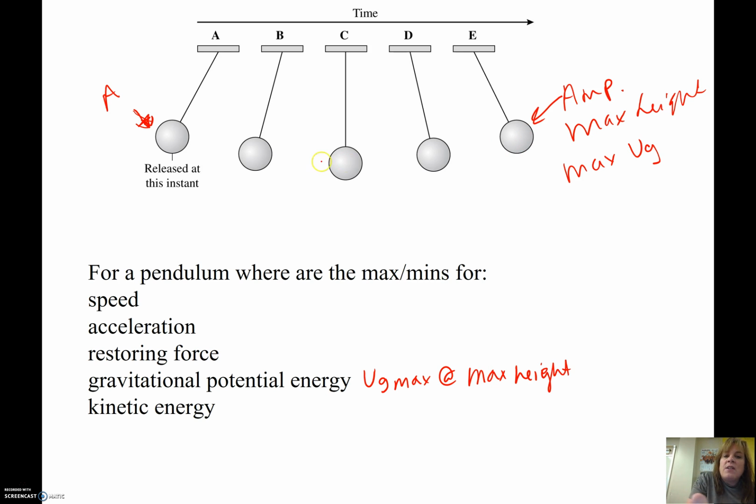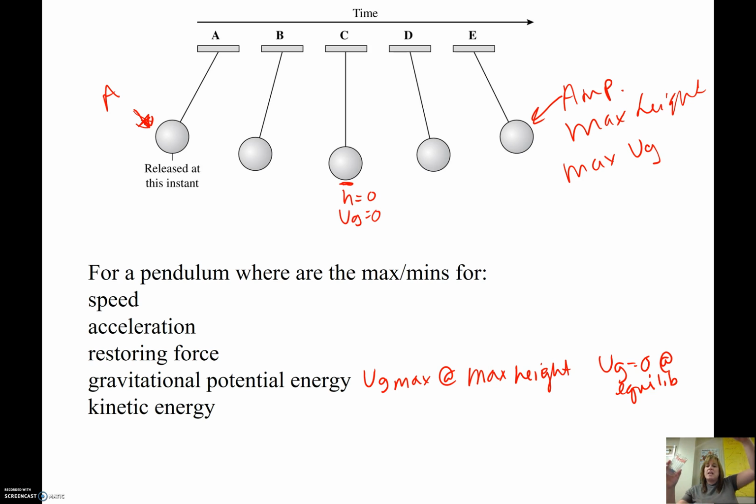When I swing down here, I'm at the lowest point, so we would maybe call that a height of 0. And so in that case, my U_G, my gravitational potential energy, is 0 at the equilibrium position. So here, U_G is 0.